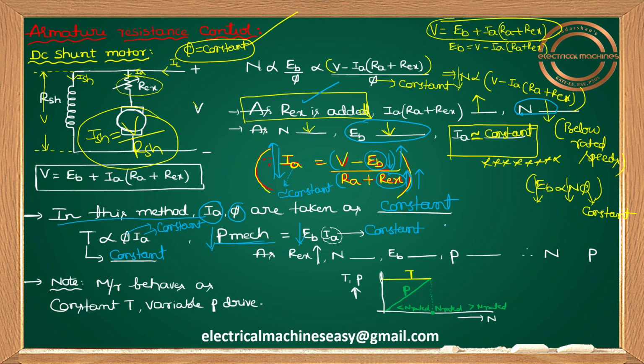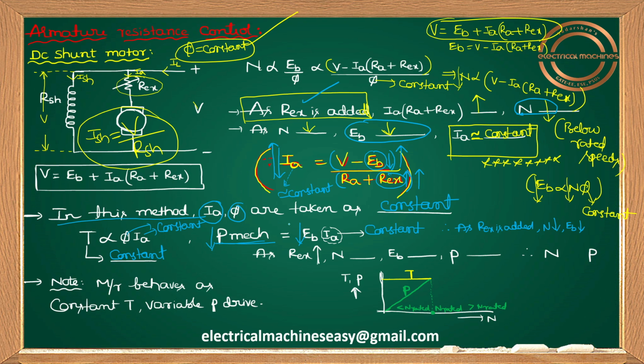Please, guys, try to understand. Therefore, I can write one point here. As RX is added, what happened to your N value? Please try to see. N value is reducing, and back EMF is reducing.